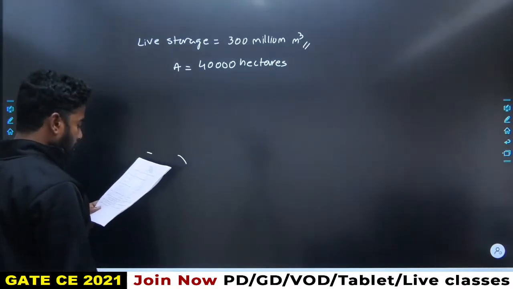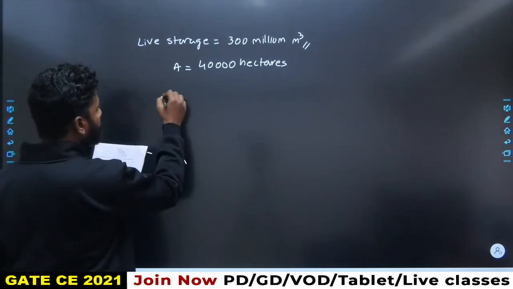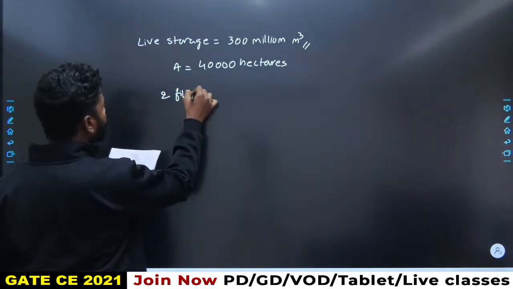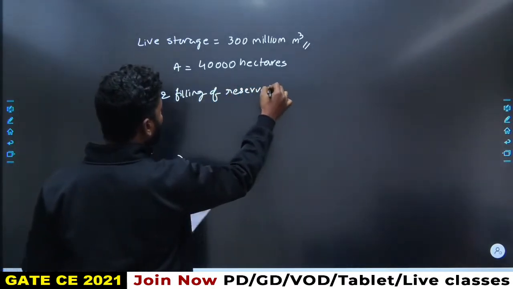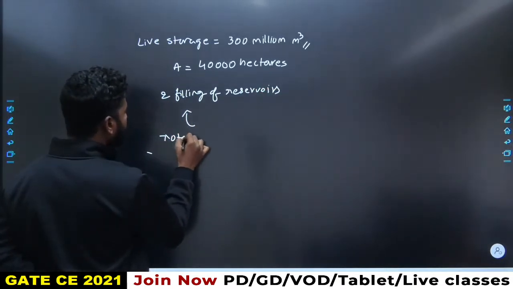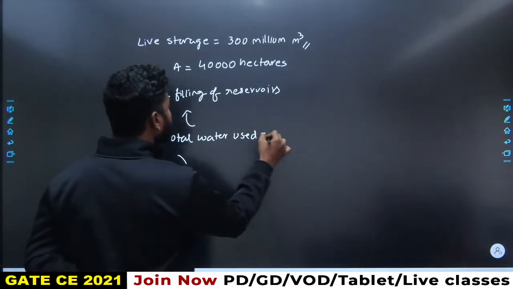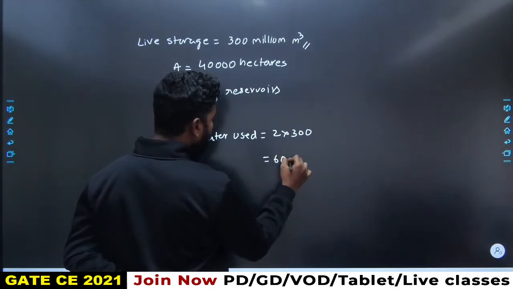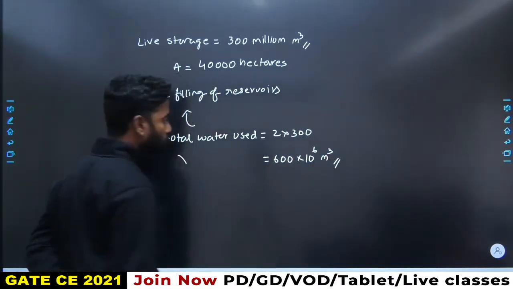Of a crop with two fillings of reservoirs. So, what is the total amount of water used now? Total water used equals 2 multiplied with 300, that is 600 million, 1 million is 10 to the power of 6 meter cube.